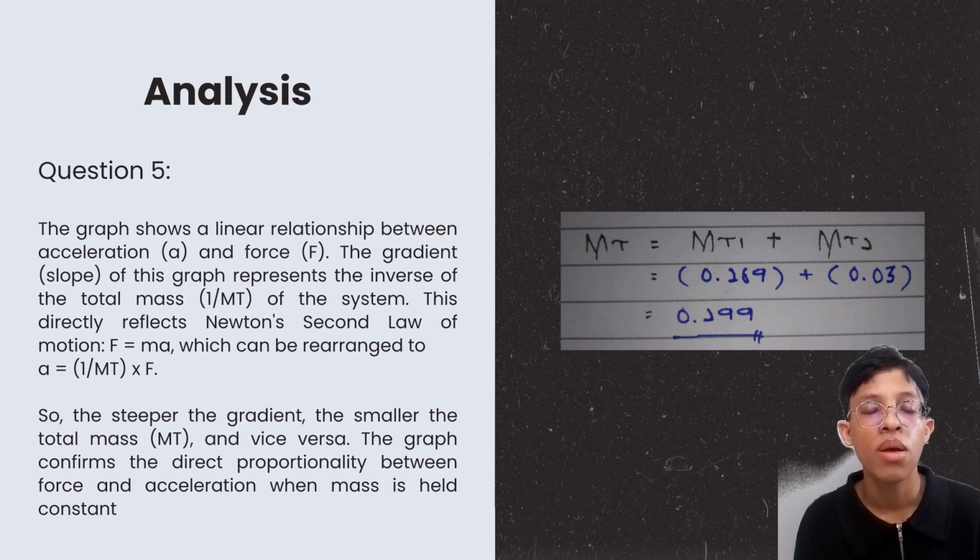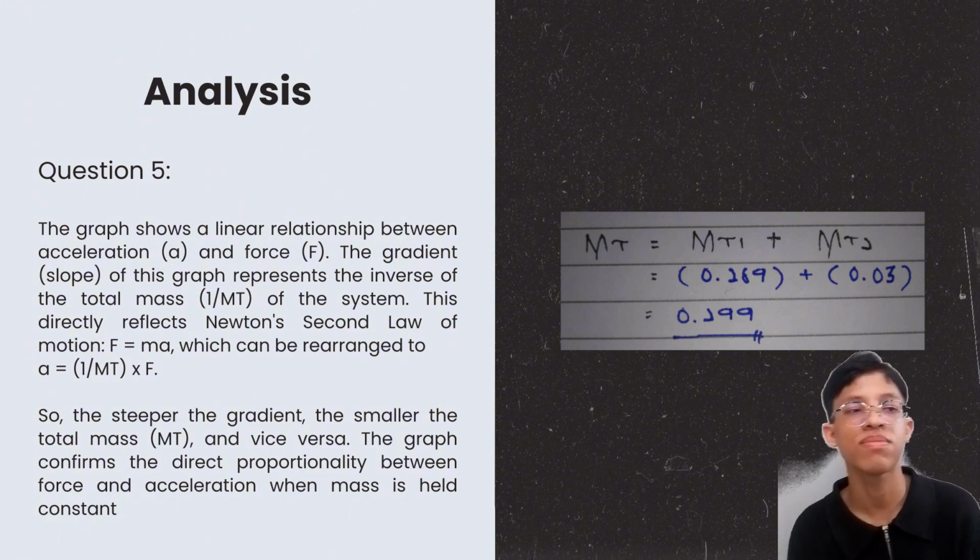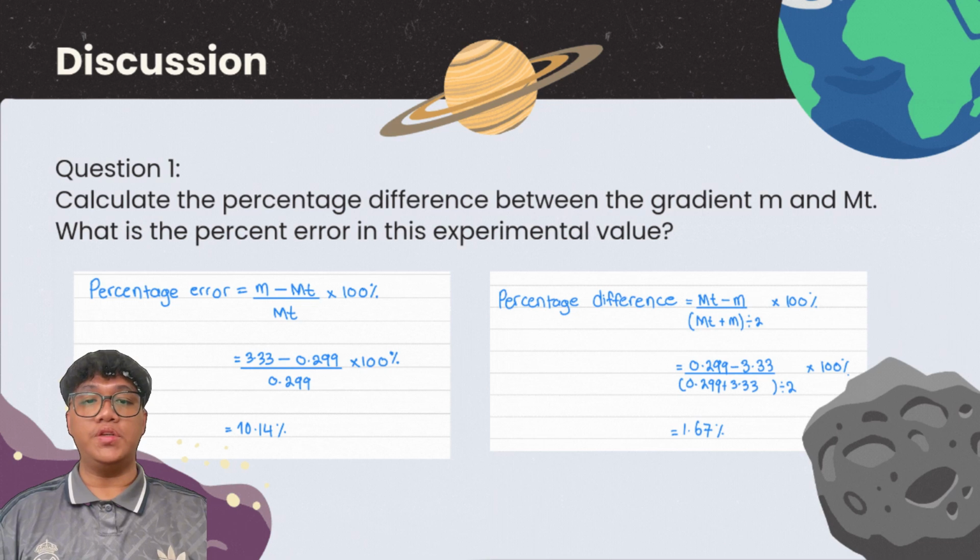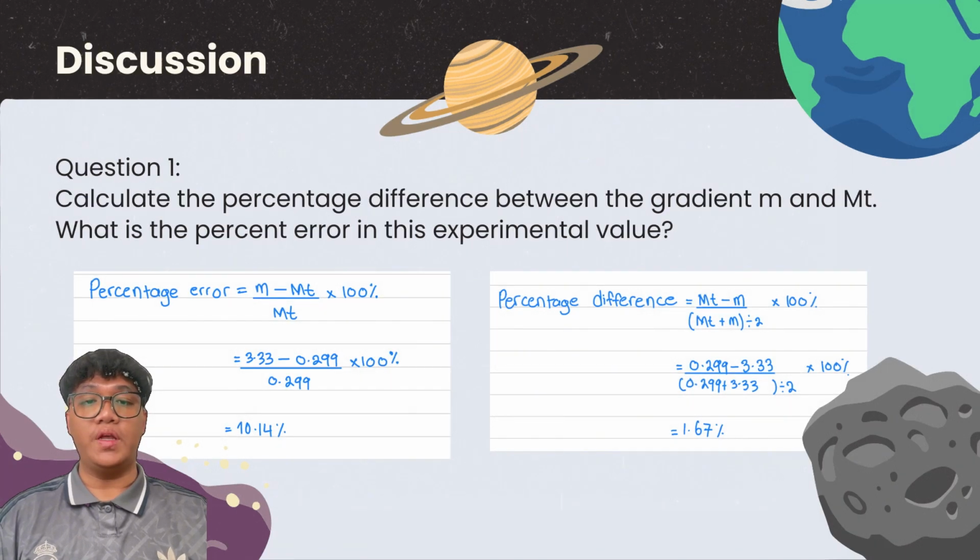Force equals mass times acceleration, which can be rearranged to acceleration equals 1 over mT times force. So the steeper the gradient, the smaller the total mass, and vice versa. The graph confirms the direct proportionality between force and acceleration when mass is held constant. After using a formula to calculate percentage error, the answer that we obtain is 10.14%. Thus, for percentage difference, the value that we obtain is 1.67%.